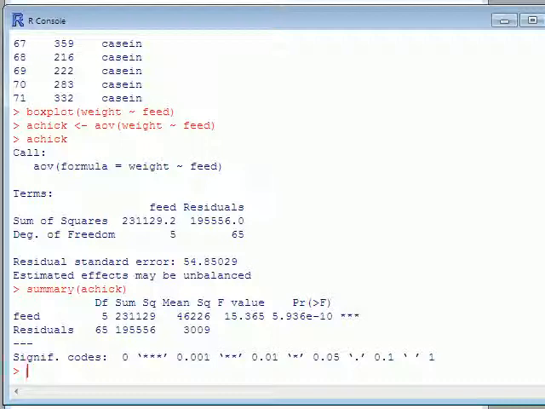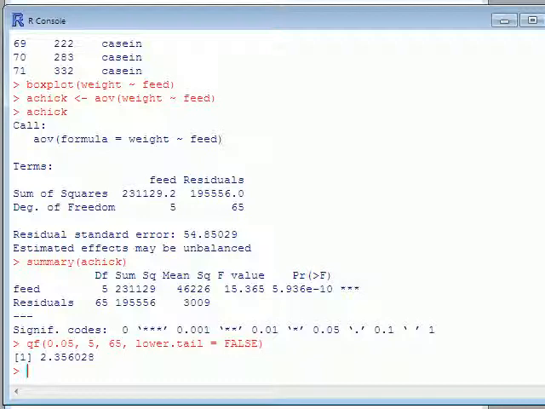Instead of using the p-value, the other way would be to look at the critical F value. And you can find that by going QF. I'm not going to give it a name, we'll just print it out. Let's give it for 95% probability, and now we have to give 2 degrees of freedom, the 5 and the 65, and we want a positive value. Okay, and we see the critical value is about 2. The F value is 15, so that kind of verifies the p-value of 5 times 10 to the minus 10th. Now the null value is rejected.